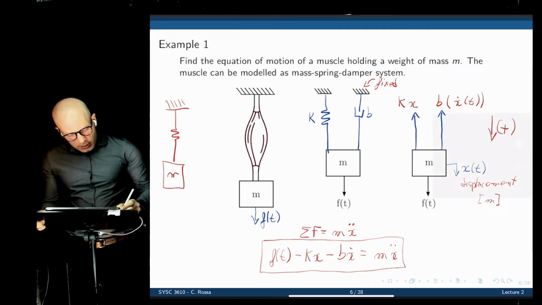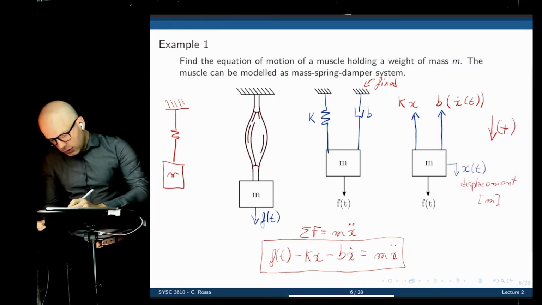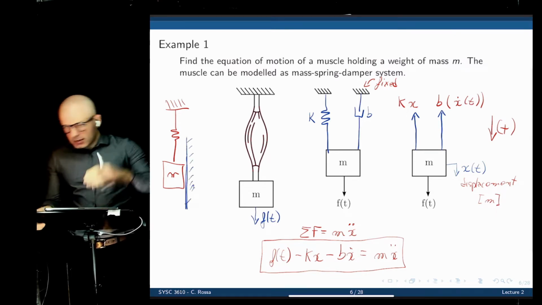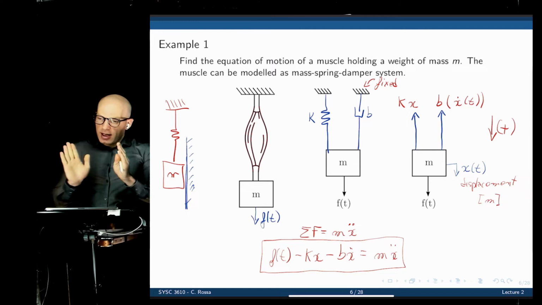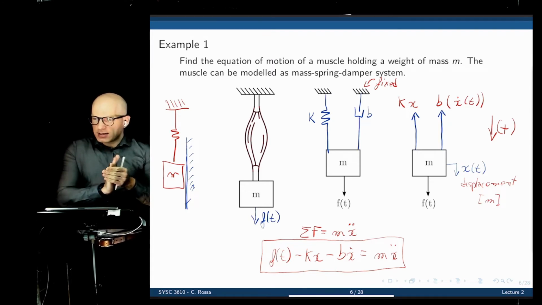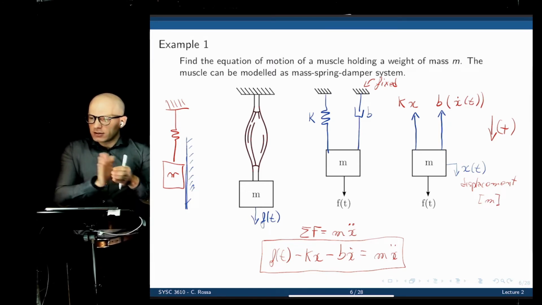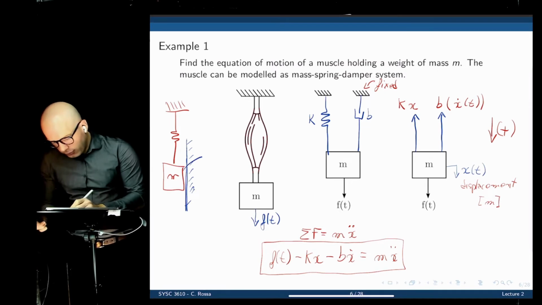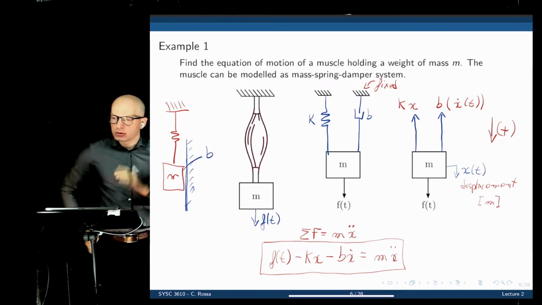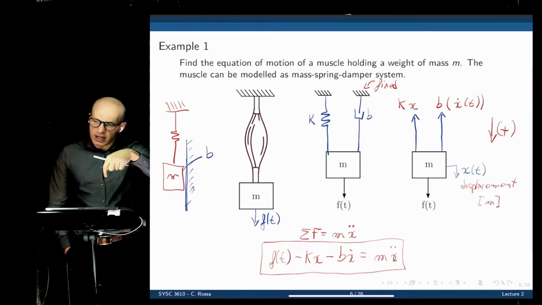I could have added a surface here. As this mass moves up and down, it touches that surface, and there is friction between the surface and the mass. The friction coefficient here is B. So if the mass moves downwards, it will create a force pointing upwards.